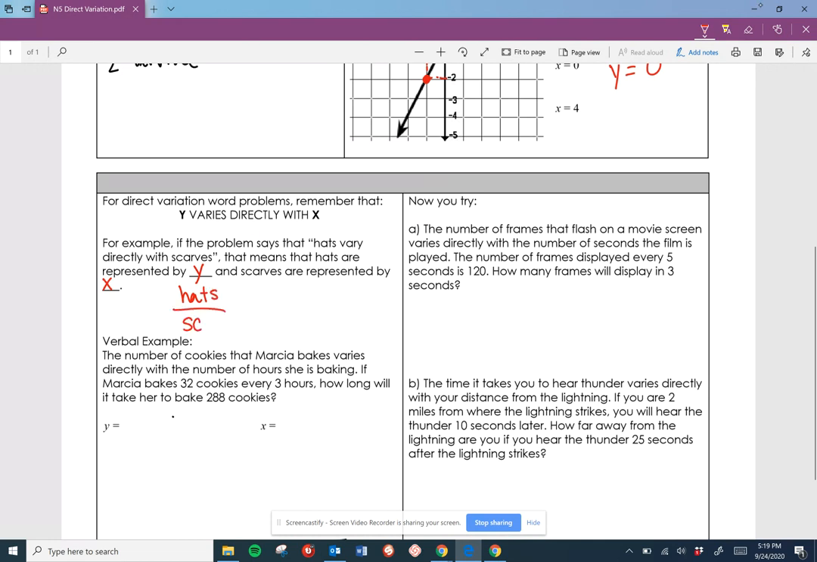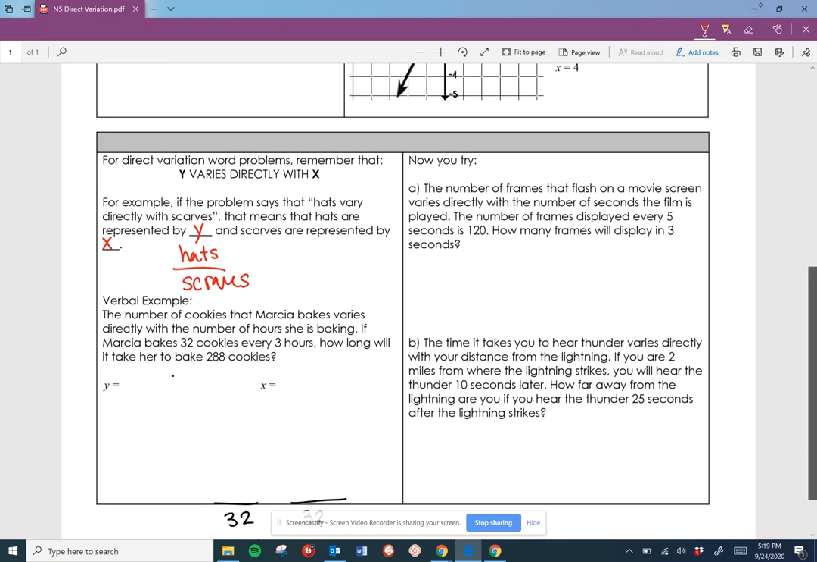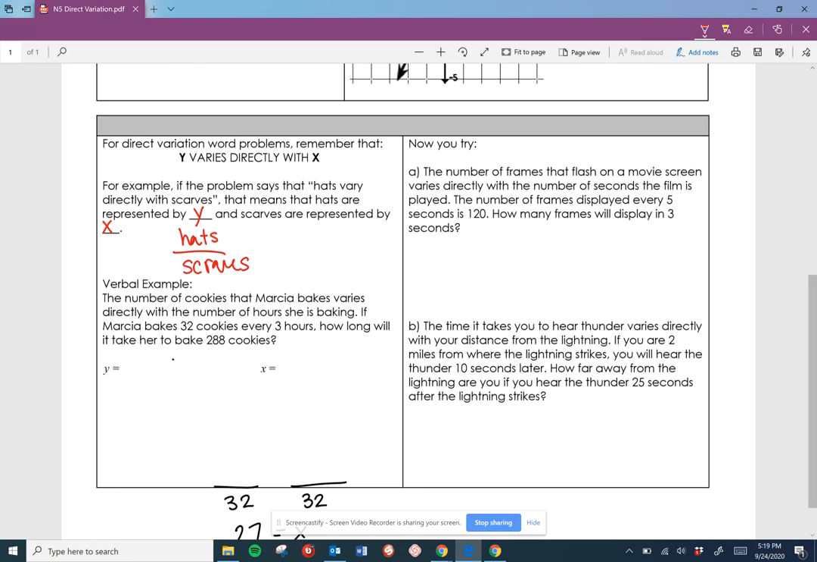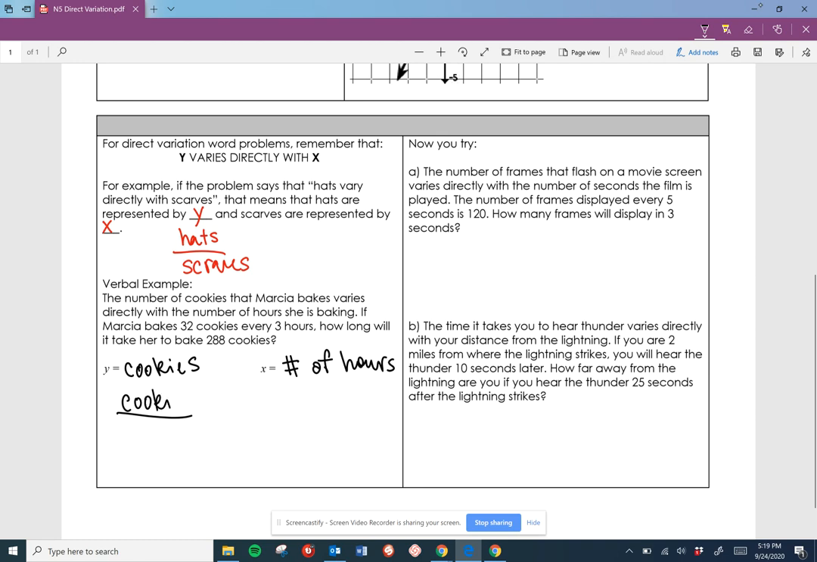Okay, so for an example, we have a problem here, and it says the number of cookies that Marcia bakes varies directly with the number of hours that she is baking. Okay, so since the cookies comes first, that's going to be our y value. So the y is going to be the cookies. And then the x is going to be the number of hours that she spends baking, okay? So when we set up that proportion, our labels are going to be cookies over hours. And we're going to need to make sure that our numbers match up with that, okay?